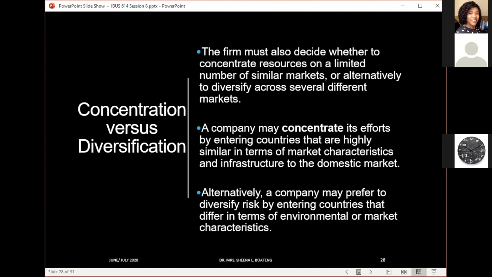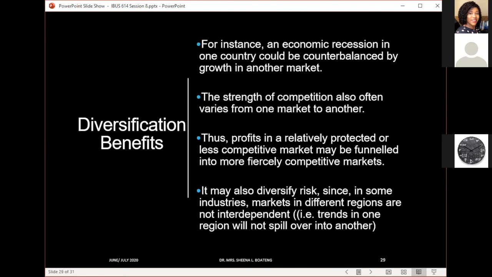So a company may decide, for instance, to concentrate its efforts by entering countries that are highly similar, perhaps in terms of the market characteristics or in terms of the level of infrastructure within the domestic market. Or alternatively, they can prefer to diversify their risk by entering countries that differ in terms of the market structure, the environment, among other things. So you need to be able to decide how you want to approach the segmentation and entry process, be it from the perspective of concentration or diversification.